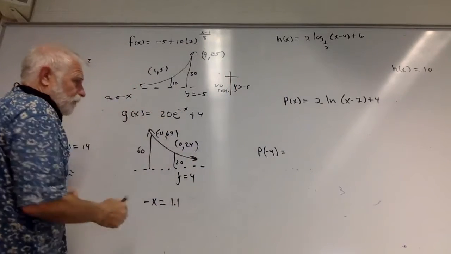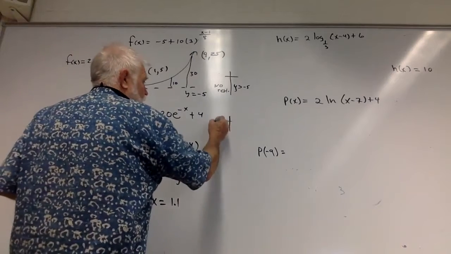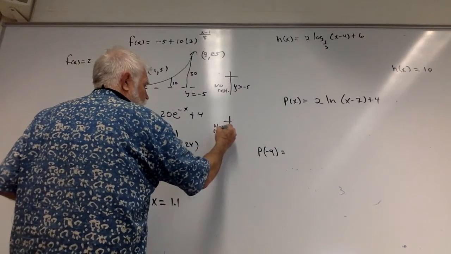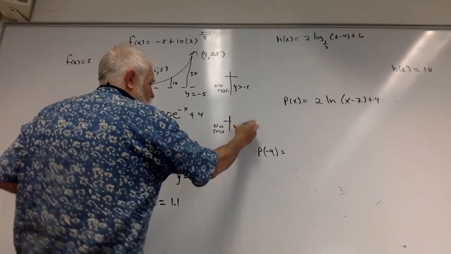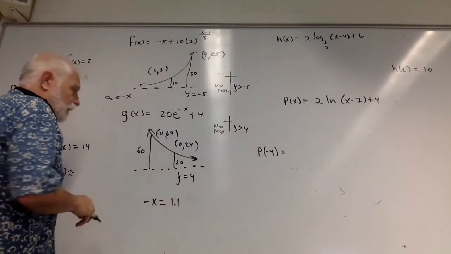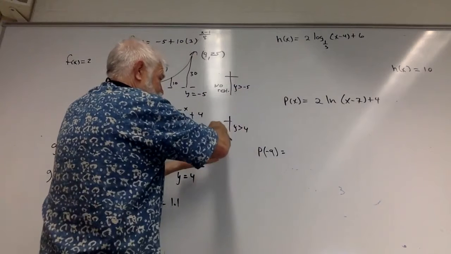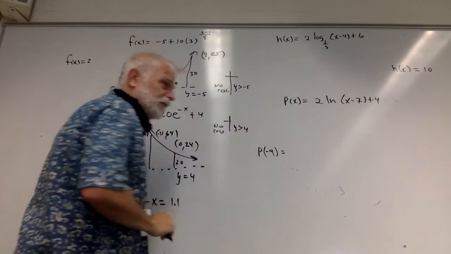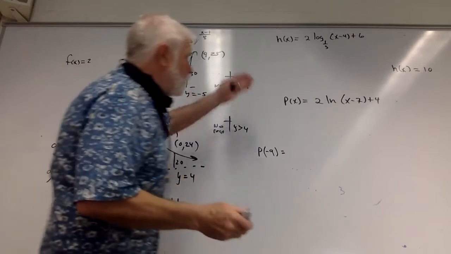Okay, domain and range for this exponential function, same consideration. No restriction on the domain. Y's greater than 4, for the same reasons. When we do the logarithms, we're going to have restrictions on the domain and no restriction on the range because they're inverses. All right, so we're on the logs.